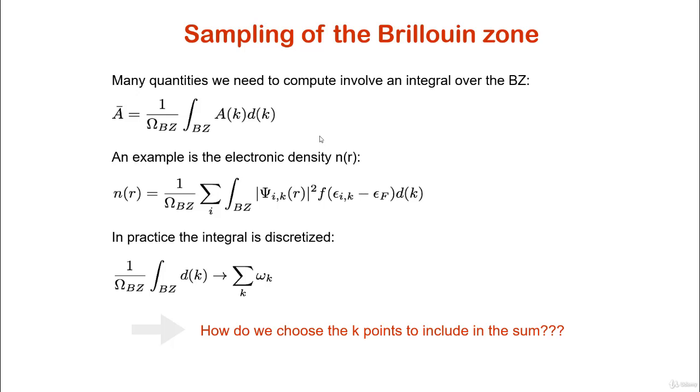In this lecture, we want to learn how we can find the appropriate value for k points in the Quantum ESPRESSO input file. Many quantities we need to compute involve an integral over the Brillouin zone. An example is the electron density with this relation. In practice, the integral is discretized.